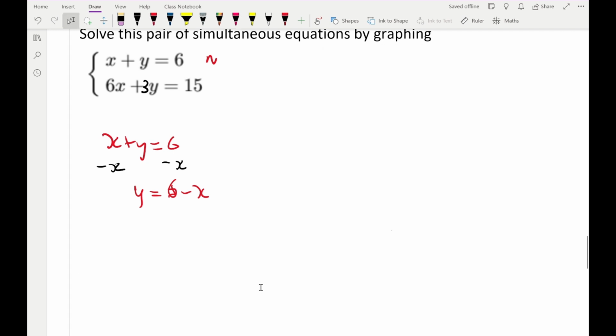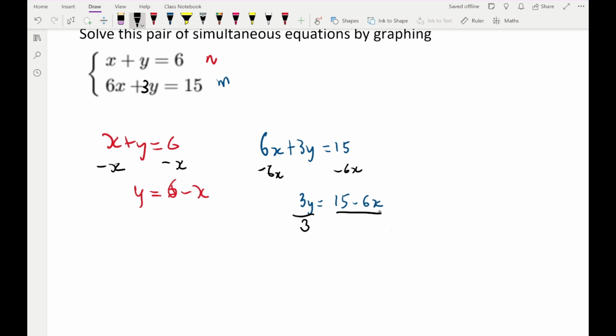So I've got 6x plus 3y equals 15. We'll do that in blue. Pretty much what I'm going to do is try and get y on its own. So I'm going to be taking away 6x. All right, so what are you left with? You're left with 3y equals 15 take 6x. And then we're going to divide out by 3 on both sides.